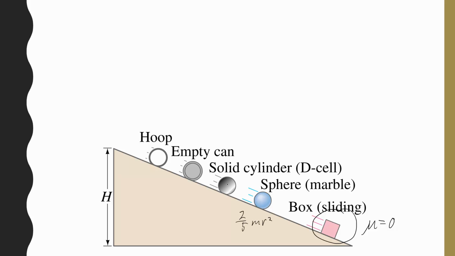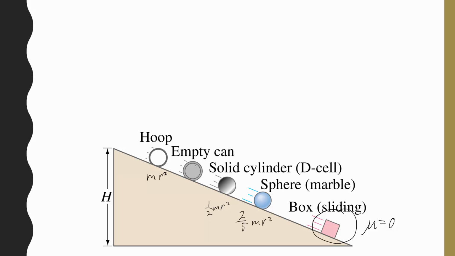Then a solid cylinder would be second. Its moment of inertia is 1/2 mr squared, which is slightly larger than 2/5. This is assuming equal masses and equal radii and all that stuff. An empty can, we don't really have a formula for that. Let's skip over that for a second. A hoop has a moment of inertia of just mr squared, so that's going to be the biggest.